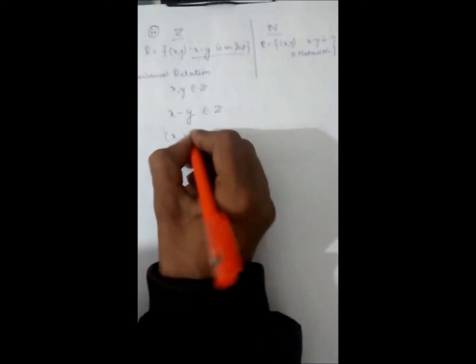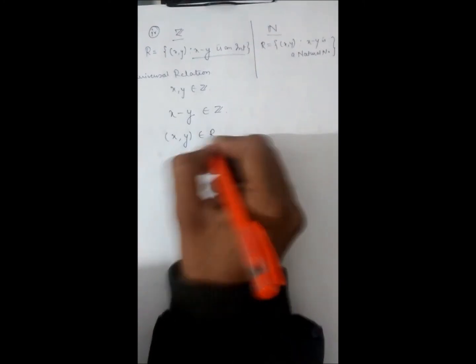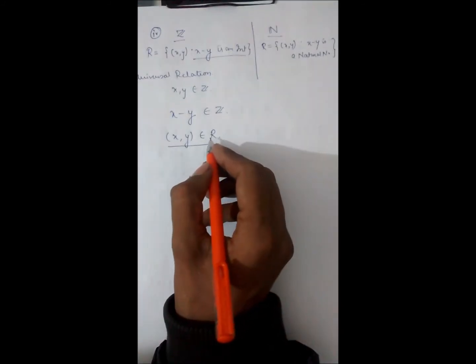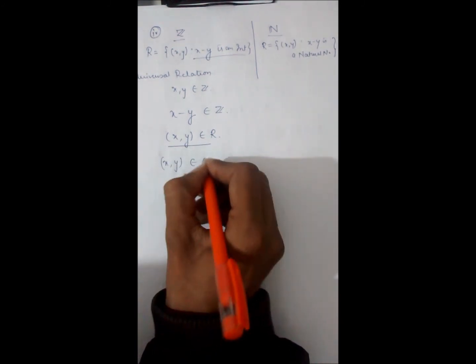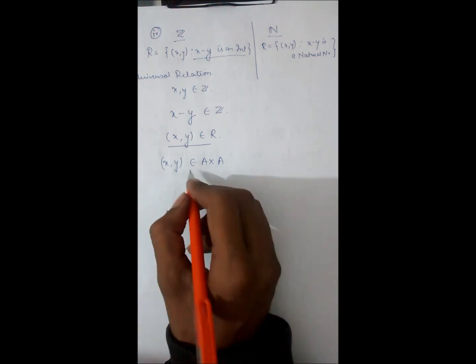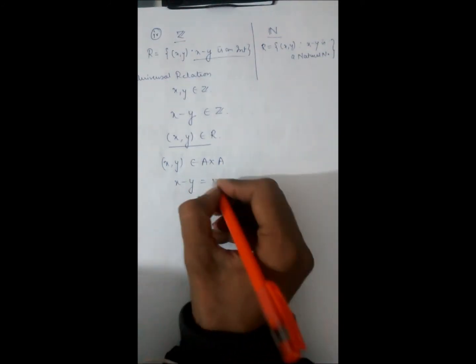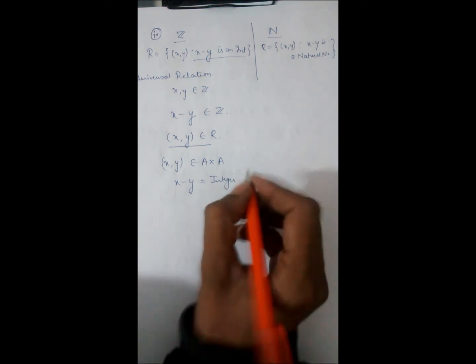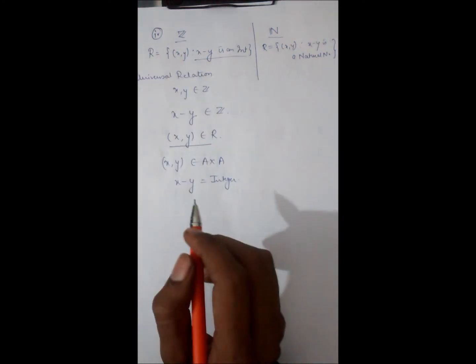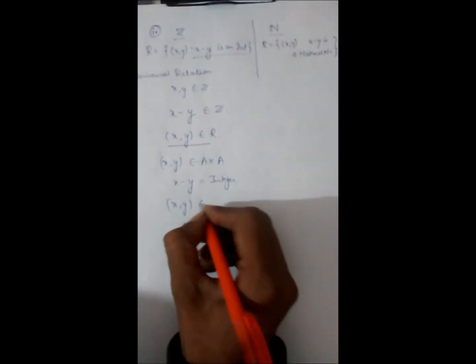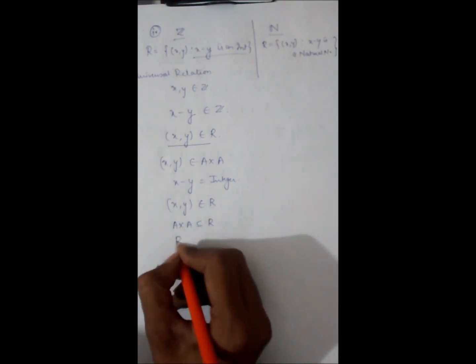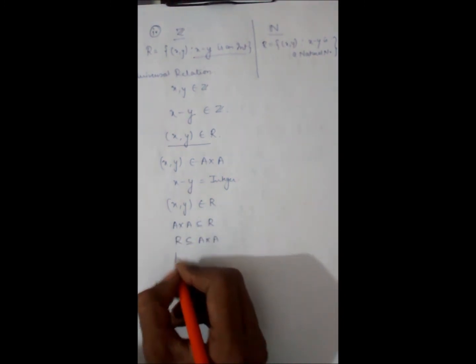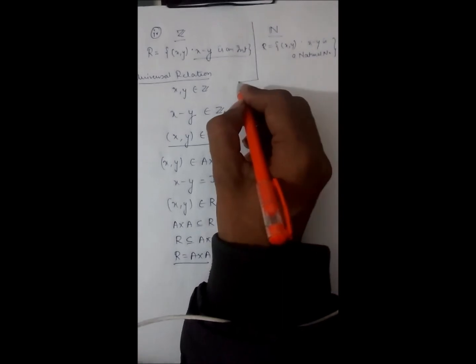So for any arbitrary pair I choose from A cross A, it will definitely belong to R, because any (x, y) in the product set A cross A will give me x minus y equal to some integer, which is the required condition to be part of this relation. So this sends (x, y) into the relation R. This ultimately means that A cross A is a subset of R, but by definition R is a subset of A cross A. This gives me R equals A cross A, and that is why I have written that R is nothing but a universal relation.